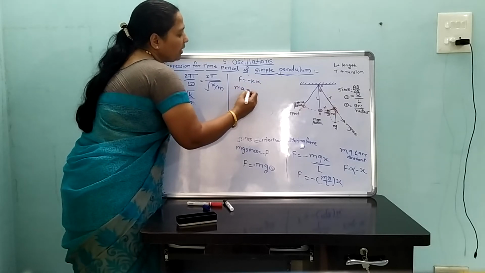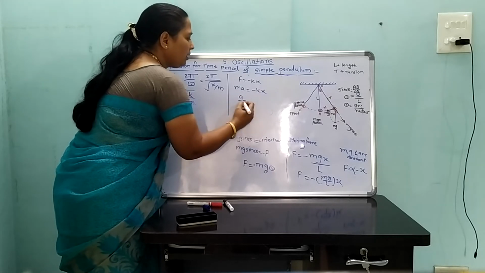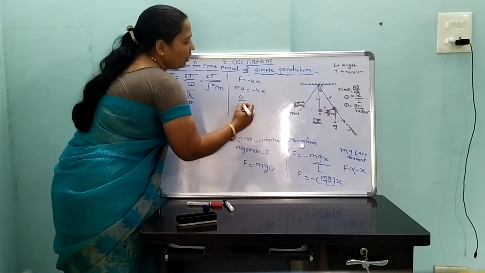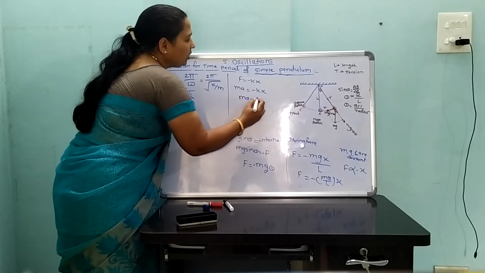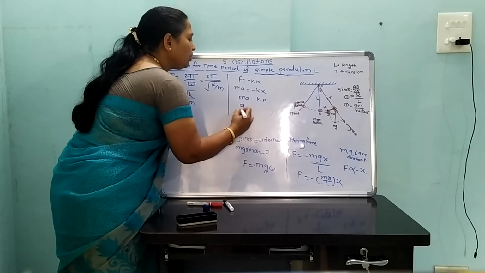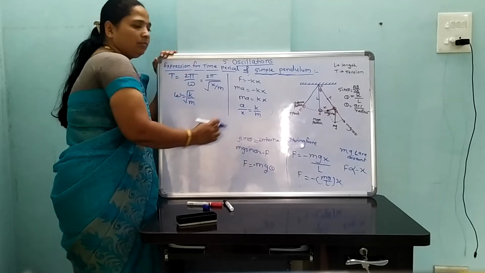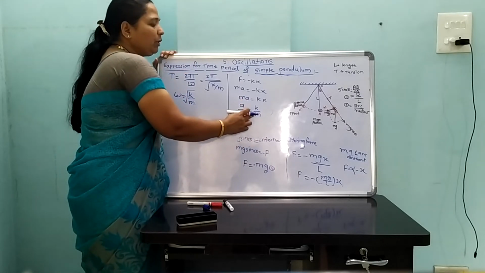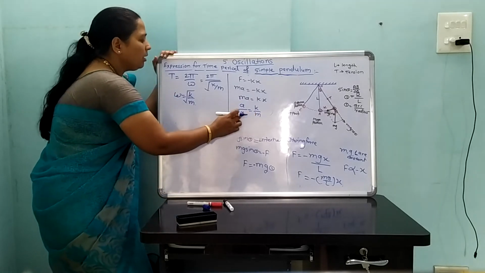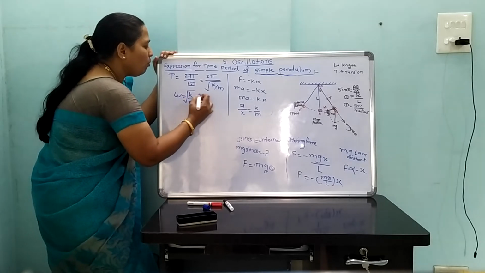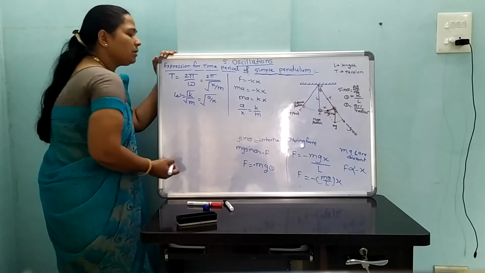F is equal to mass into acceleration, which is equal to minus Kx. Considering only magnitude, ma is equal to Kx. Hence, acceleration per unit displacement is equal to K upon M. Therefore, K upon M is equal to A upon x. Substituting that value, we get omega is equal to square root of A upon x.